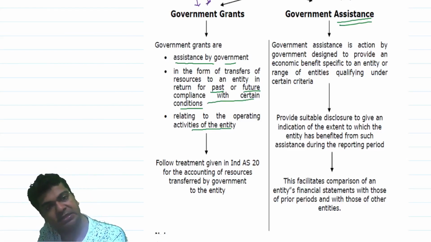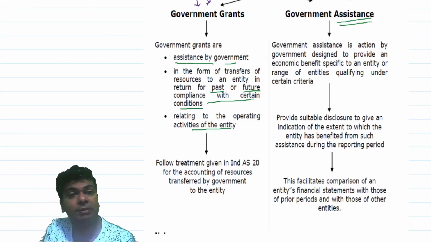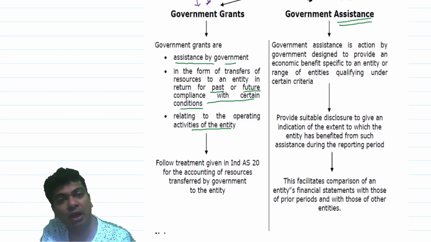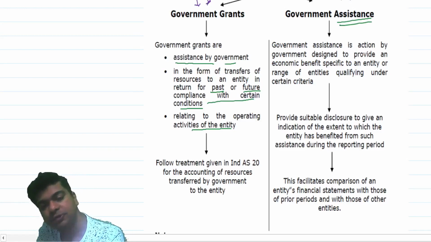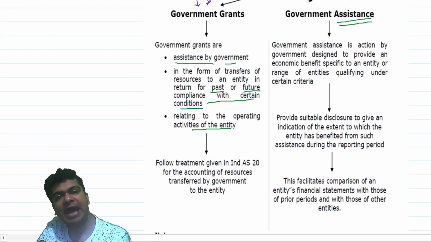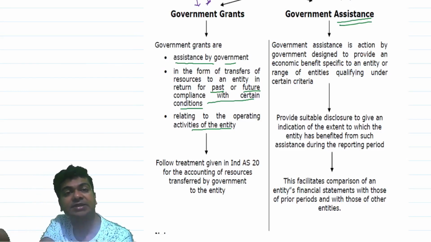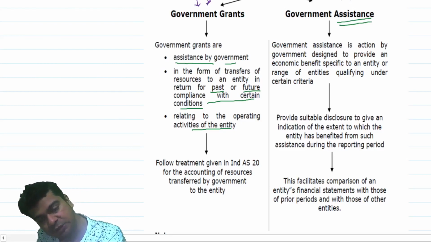First of all, it is an assistance that you are getting from government. Not necessarily the assistance should only be in cash. It can even be in kind. Okay, you are getting assistance from the government. What kind of assistance? In form of transfer of resources, right? Resource can be cash which has been transferred to you. Resource can also be a non-monetary asset that has been transferred to you, right? It can be anything in the form of resources to an entity.